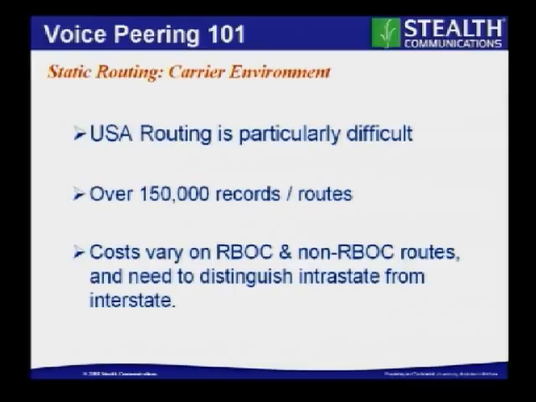So routing in the US is quite difficult compared to any other country just because of the LNP type system. There are over 150,000 records, and you also have to distinguish between RBOC and non-RBOC. For example, if you write a call to 1-212-232-2020, which is our office number, you have to check if that number has been ported or not. And then you have to check whether that's an RBOC or non-RBOC number. And there might be some other types of categories too because your rates differ.